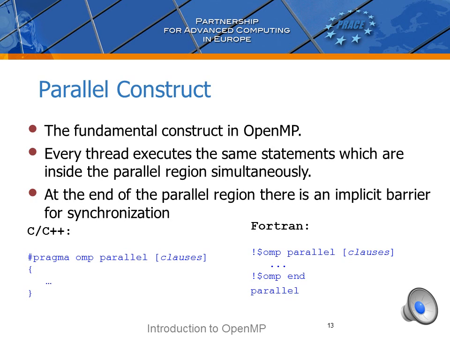Recall the fork and join model described before. The program begins execution sequentially with the master thread. When a parallel region is encountered in the program, the master thread creates a thread team. Every thread in the team, including the master thread, executes the same statements inside the parallel region simultaneously. At the end of the parallel region, the master thread waits for other threads to finish. It then continues executing the next statements.